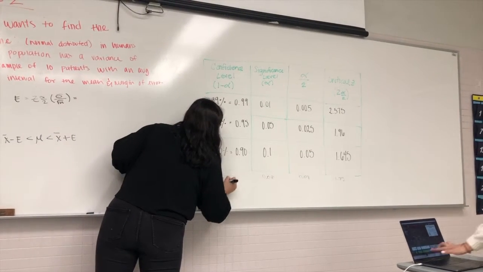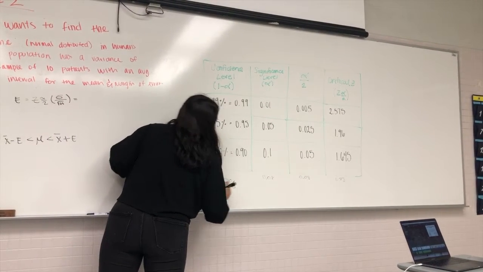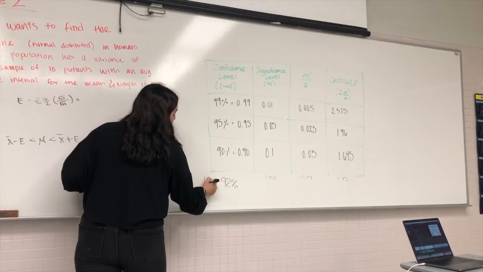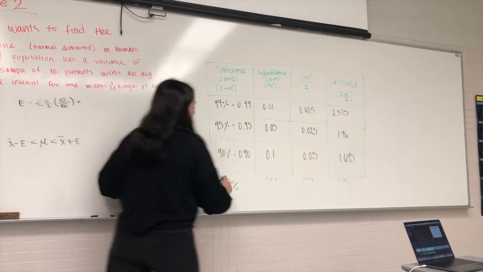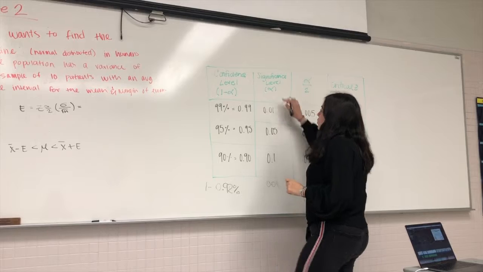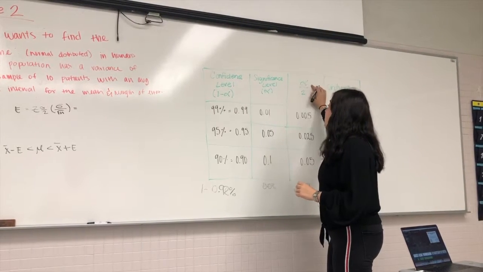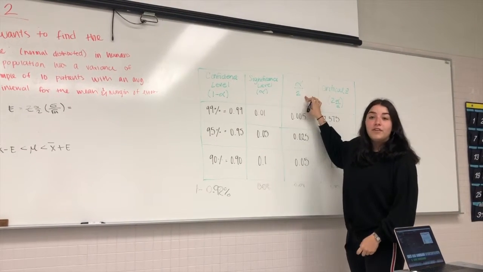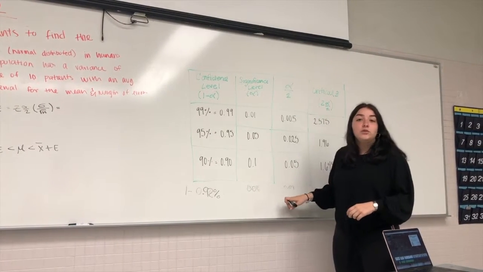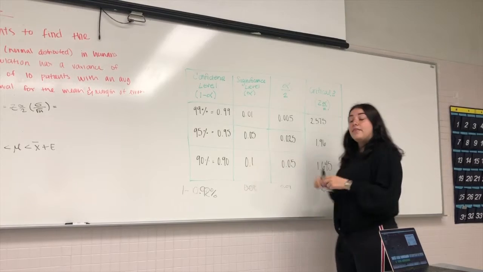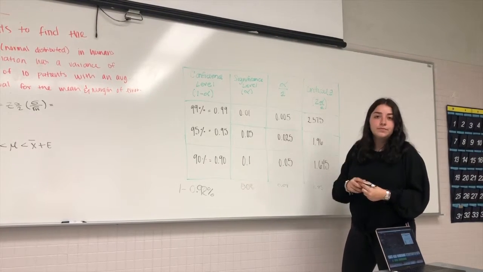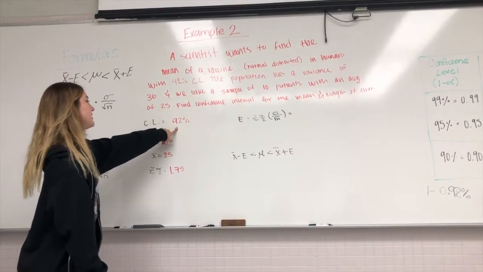For the 92%, we have to subtract it from 1 to get alpha. So you can do 1 minus 0.92, and that will give us 0.08. As you see here, that's your alpha. But in this one, you have to divide the alpha by 2, and that will give us 0.04. You will look for your 0.04 in your chart, and then you will get 1.75, and that is your critical value.